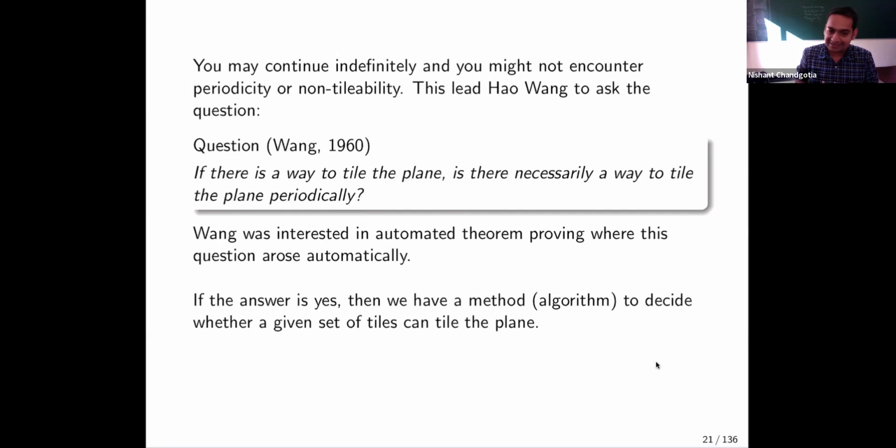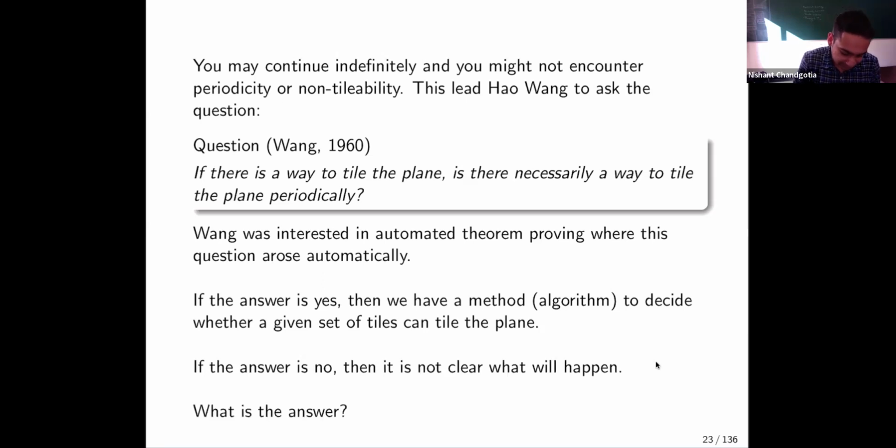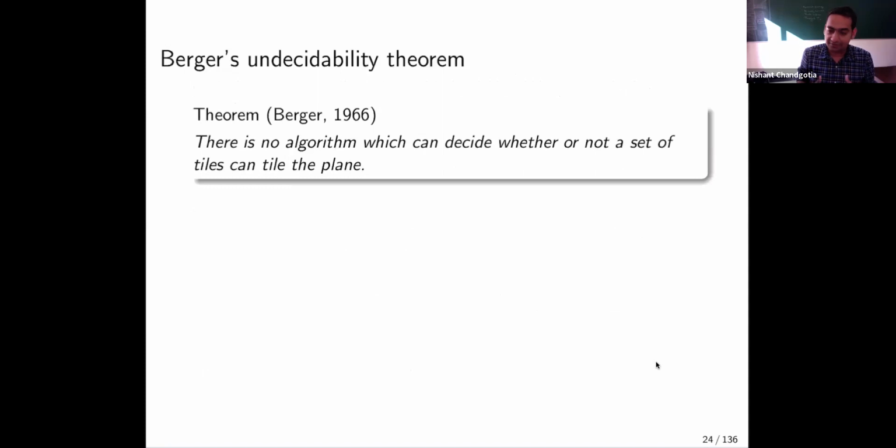And if the answer is yes, then we have an algorithm to decide whether a given set of tiles can tile the plane, right? The algorithm will be that you just keep on trying to tile, and eventually you'll either be periodic or you will fail to tile. So as all good question makers do, he gave this question to his PhD student. And the answer is no. There is no algorithm which can decide whether or not a given set of tiles can tile the plane.